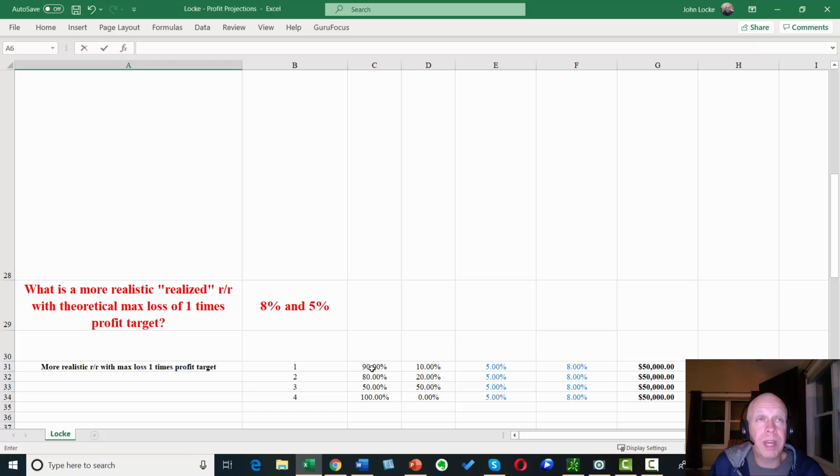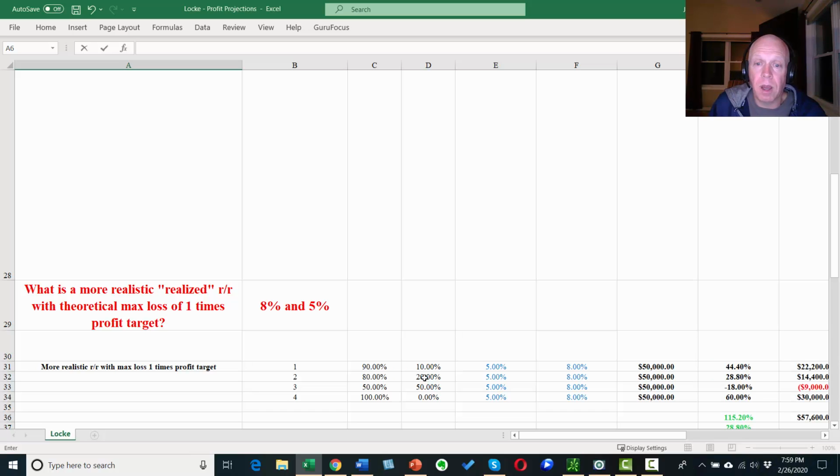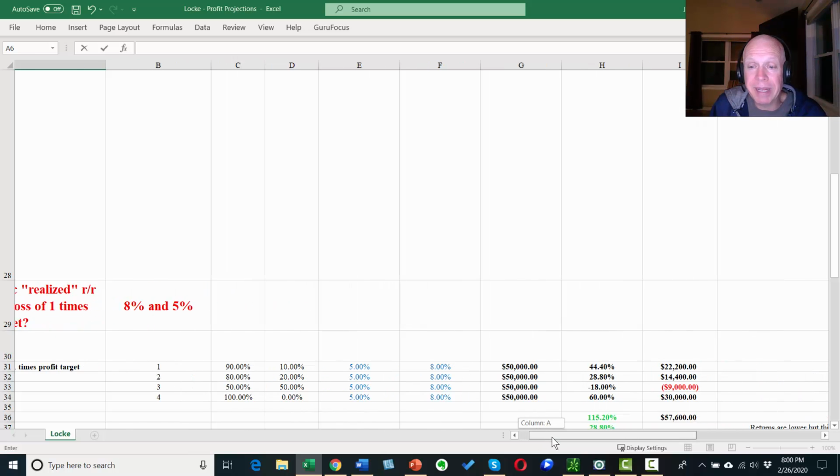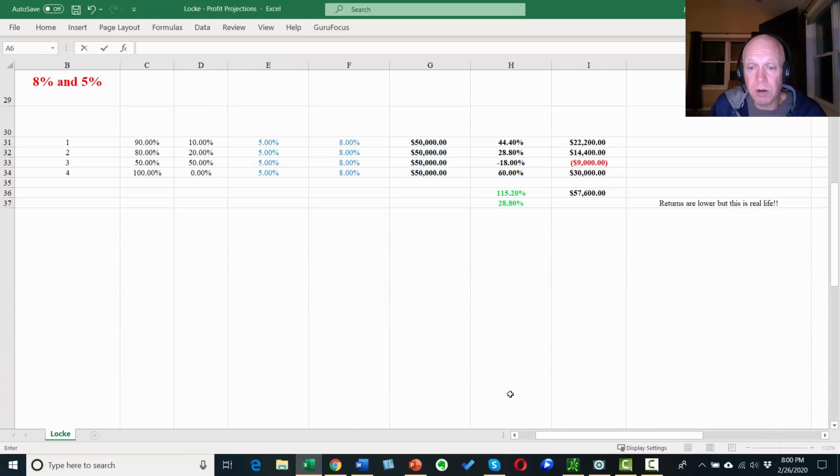So we have year 1, we had a 90% win rate. We won 5% on average when we won. We lost 8% on average when we lost. Then we have a 44% gain, right? $22,000. And if you follow that through on the second year, the third year, the fourth year with our different win rates, which is a little bit more realistic, then we end up with a little bit less money.